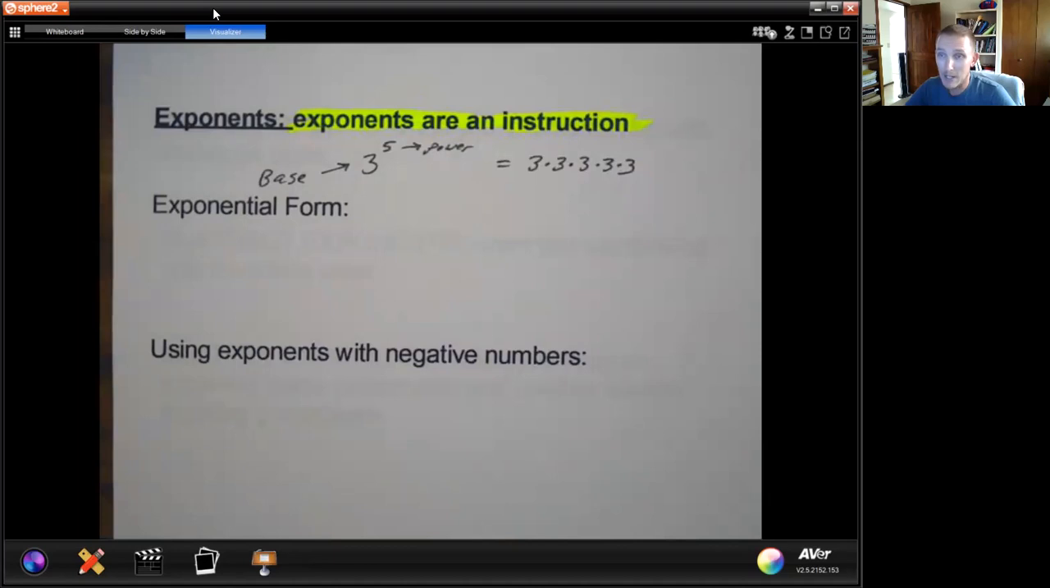Now you have to be careful. That's not going to be 15. It's not 3 times 5. It's 3 times itself 5 times.